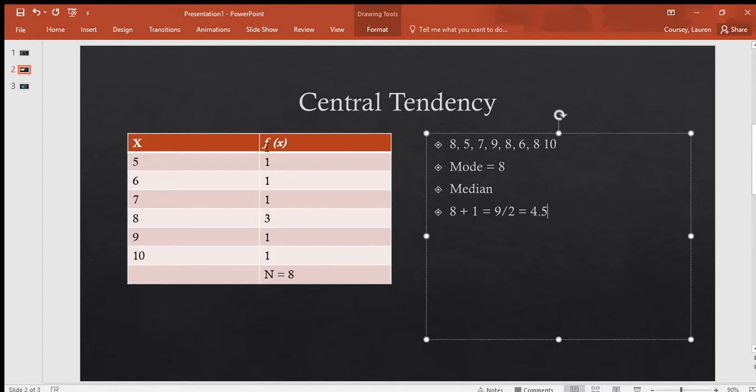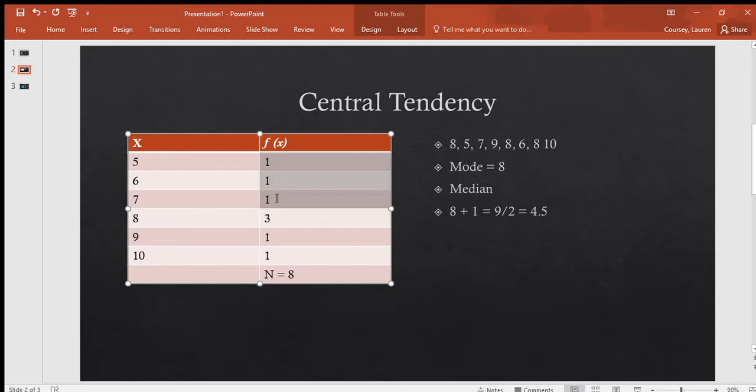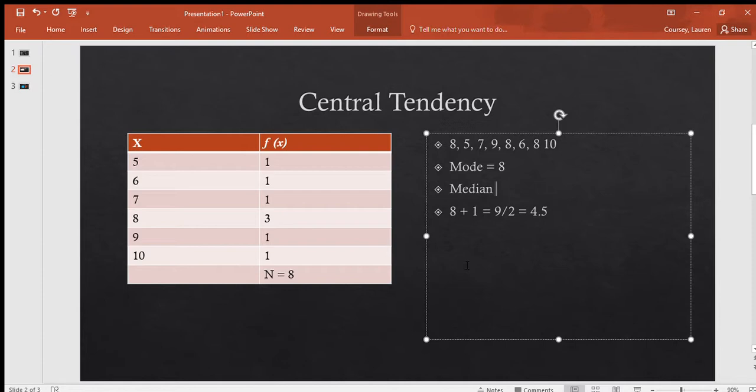So we need to identify from this frequency table, where is that position of 4.5 occurring? So we'll look at our frequencies and go down the line. So 1, 2, 3, 4 would be here in my row of 8. 4.5, we're still in that row of 8. So our median would be 8.